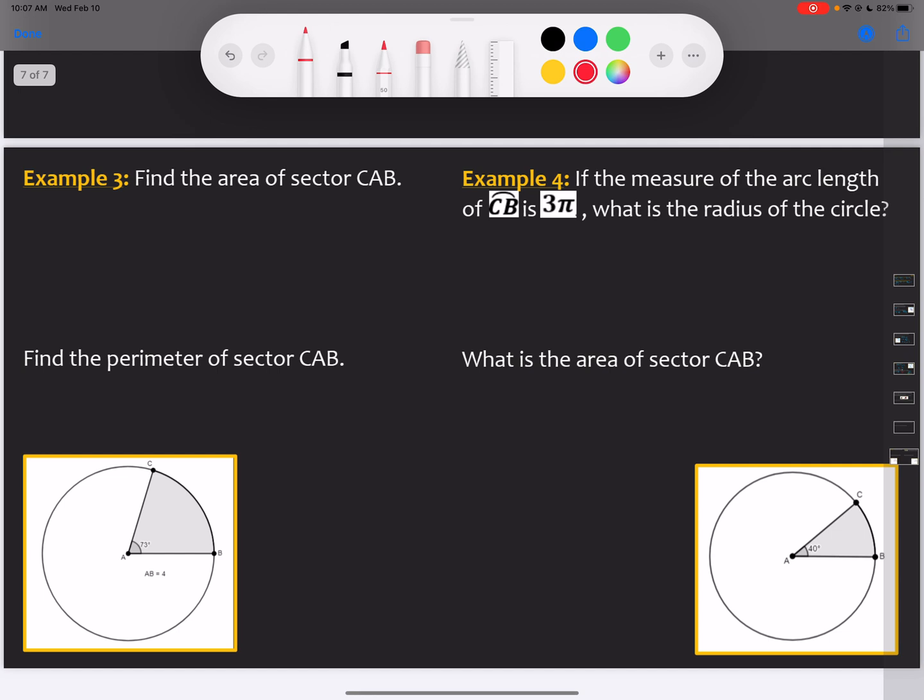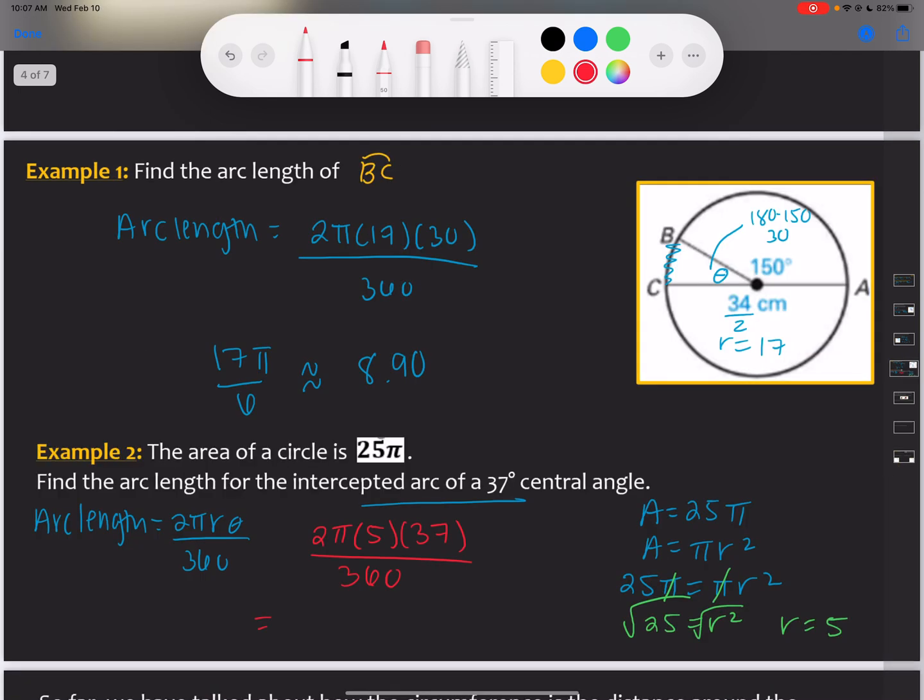So my arc length is 37 pi over 36. So you should be able to go pretty comfortably between the approximate and the exact answer.